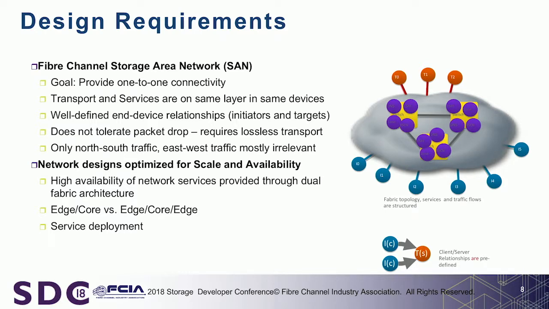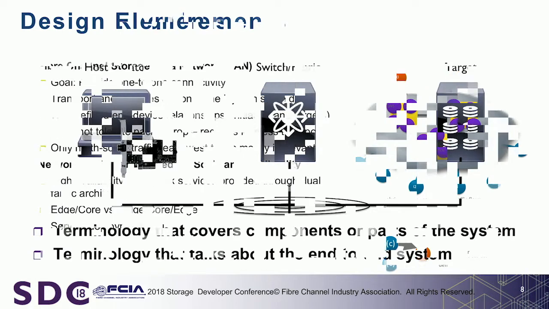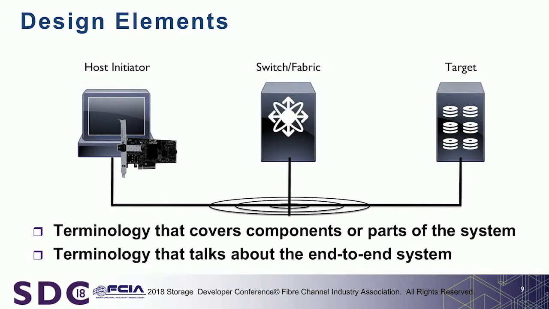The network is designed for scale and availability. You can have multiple fabrics connected to one host, which means that if one fabric goes down, you have another fabric there to keep things running. So some of the elements in a Fibre Channel configuration: you have the initiator, you have a switch fabric, and the target. And this is maybe familiar for those who are familiar with SCSI. These are some of the same names that old SCSI uses.